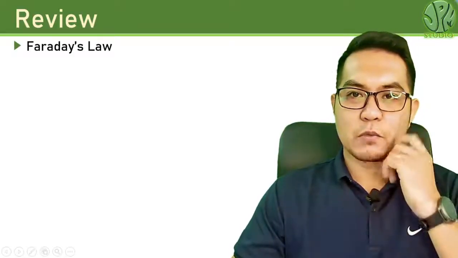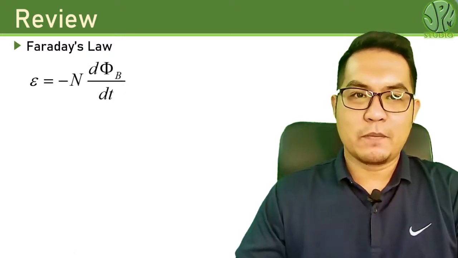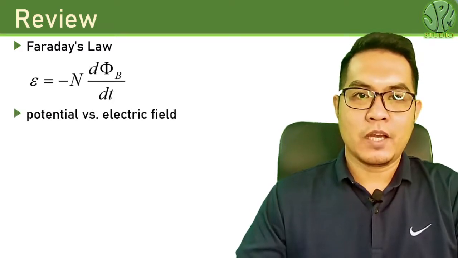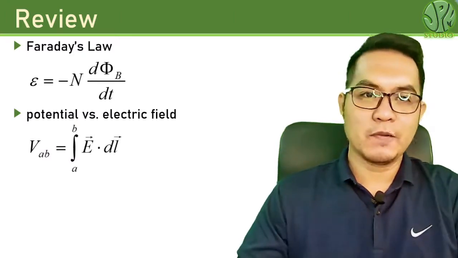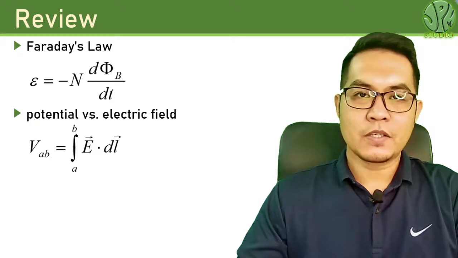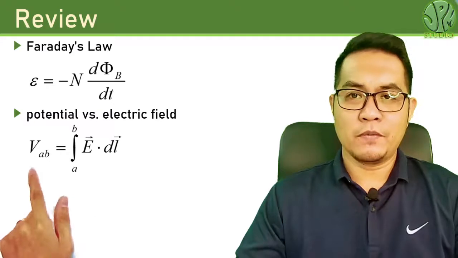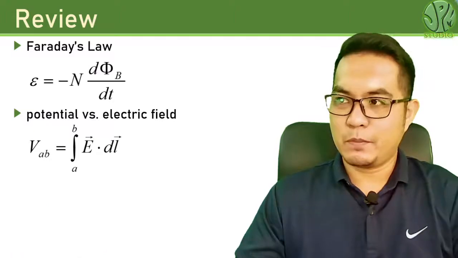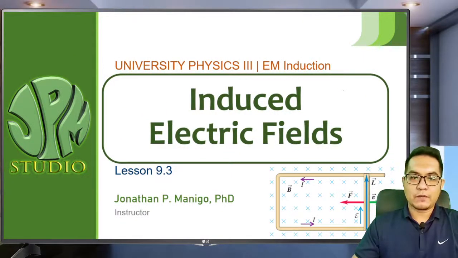In the previous lesson, we discussed Faraday's law, which gives you the induced EMF due to a changing magnetic flux. And in the previous chapters, we have discussed the relationship between the potential difference and the electric field. They are related by this integral here: the integral of E dot dl gives you VAB, the potential difference between point A and point B, VA minus VB. For this lesson, we will be talking about induced electric fields.